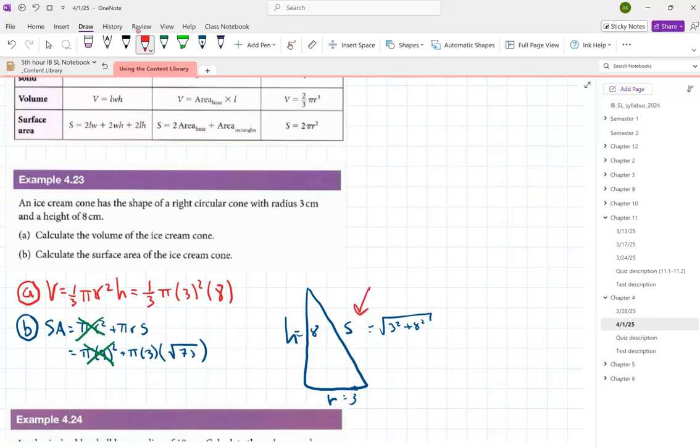So the s is like the slant height. If I draw my cone, and you go back up and look at the picture, it has where the s is labeled on the picture. Yep.